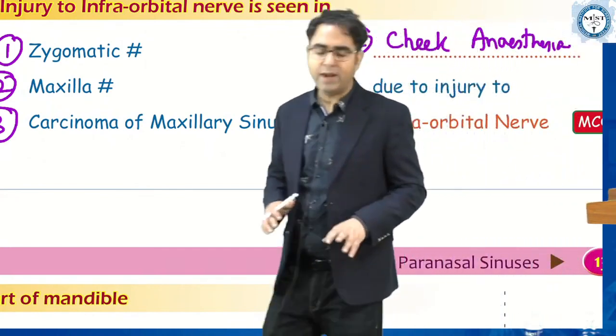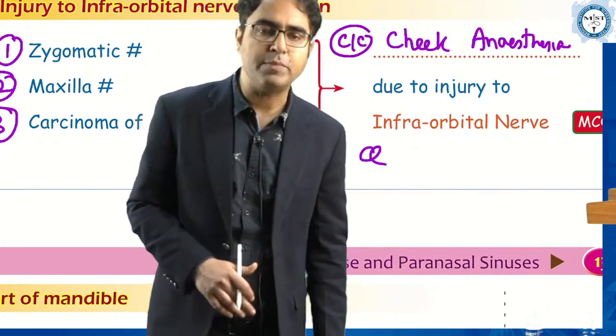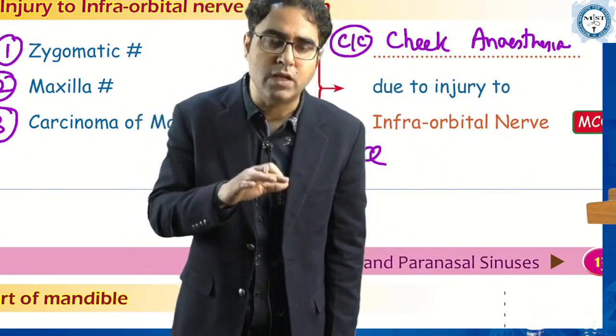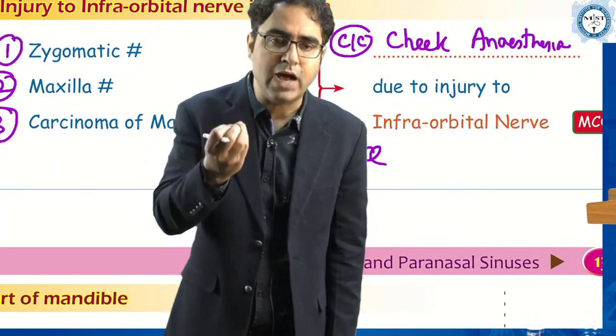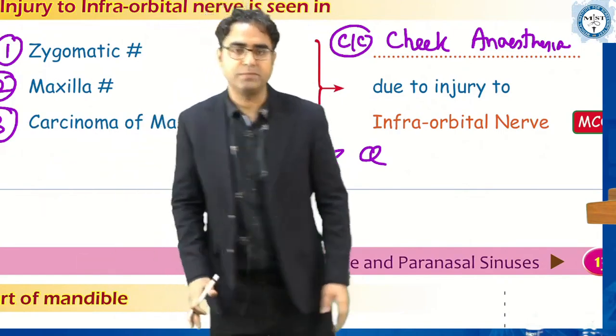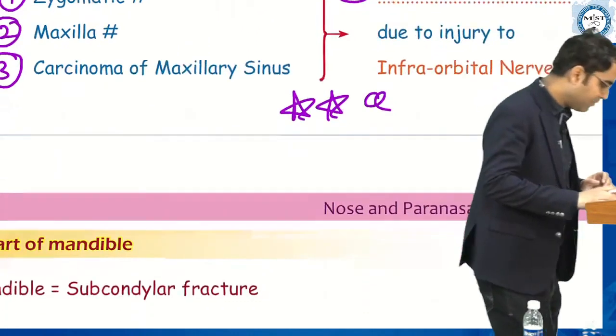So will you be able to handle this clinical anatomy question in the exam, beta? Cheek anesthesia due to injury to which nerve? Infraorbital nerve. In three clinical scenarios it can be asked: zygomatic fracture, maxillary fracture, and cancer of the maxillary sinus, beta. Now, the next question, beta.